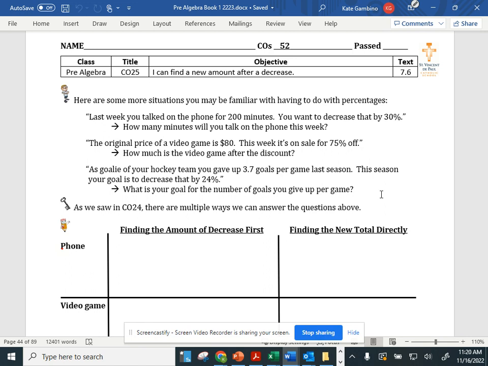All right, so here are some more situations you may be familiar with having to do with percentages. Last week you talked on the phone for 200 minutes. You want to decrease that by 30%. How many minutes will you talk on the phone this week?